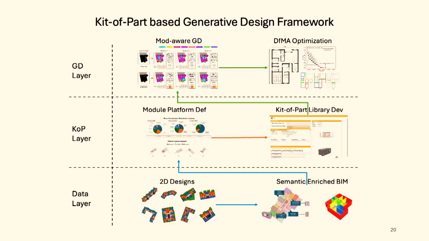And once you have various options of the design, the optimization engine will help you choose the most construction efficient approach. Okay, so this is the overall framework of the generative design, but this generative design is different from the existing generative design approach. This is particularly efficient for industrial construction.